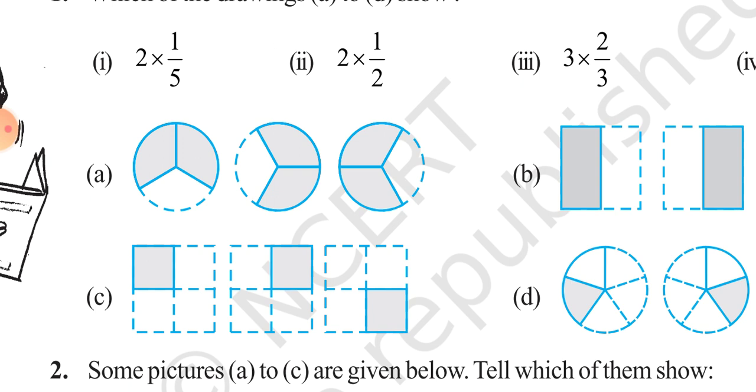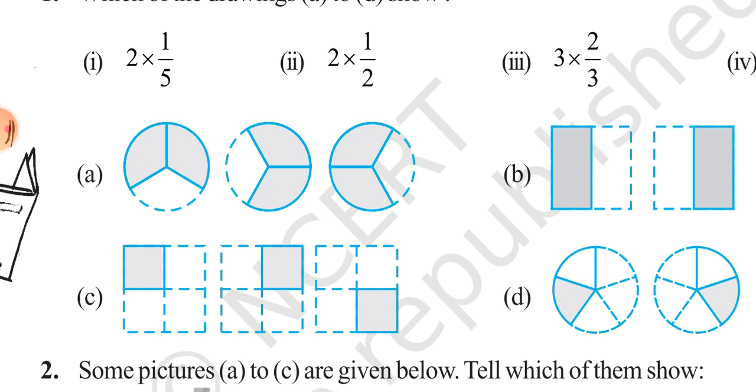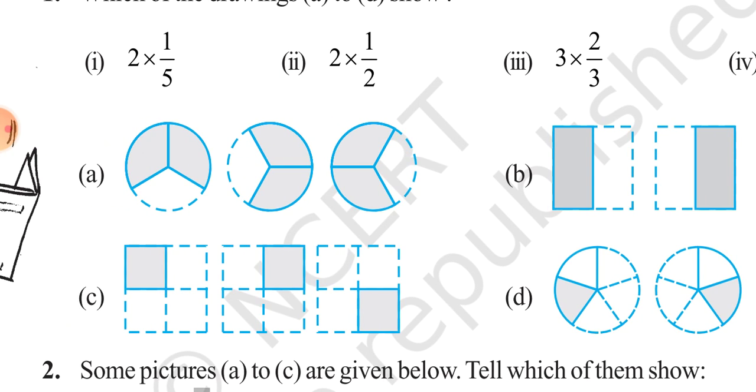Third, 3 multiplied by 2/3. 3 multiplied by 2/3 means the total number of figures is 3, and each figure is divided into 3 equal parts. Look for the figure which is divided into 3 equal parts, option A. Right, and out of 3, 2 boxes are shaded as you can see there. So the third goes to A. So the fourth goes to C.